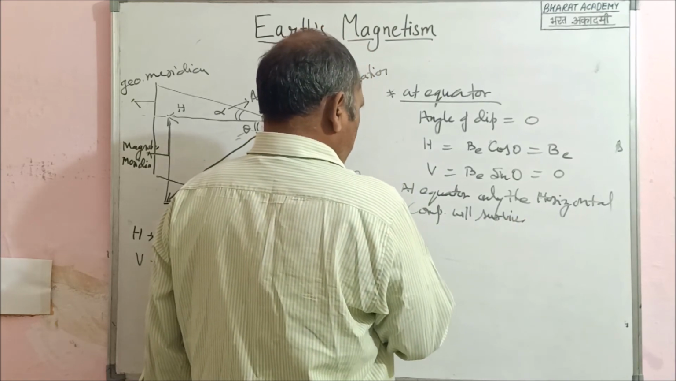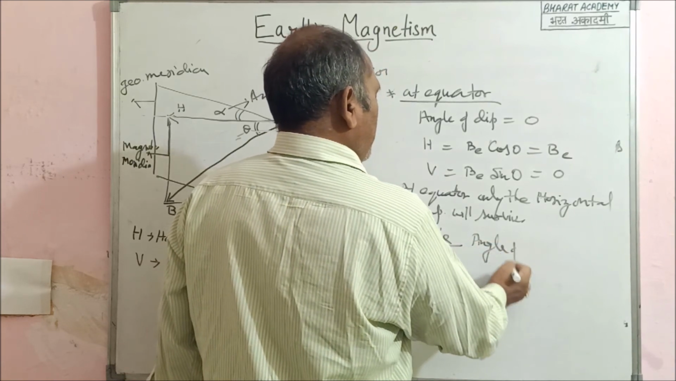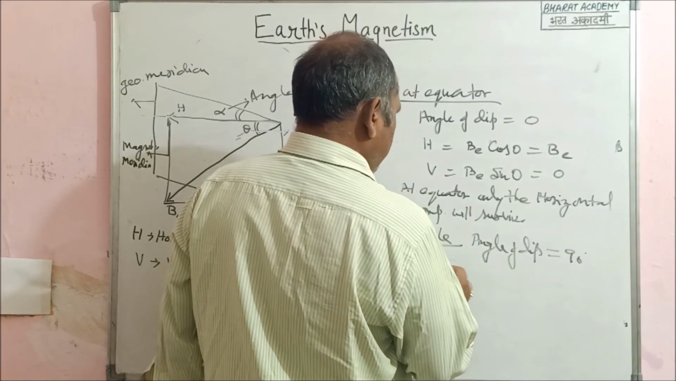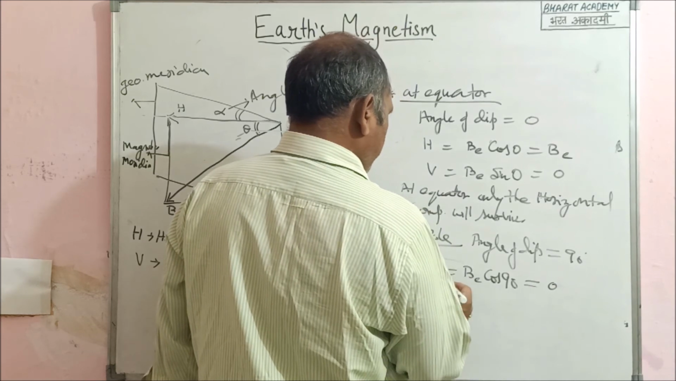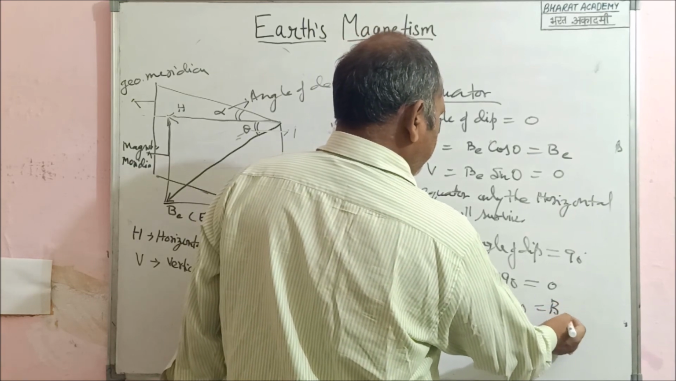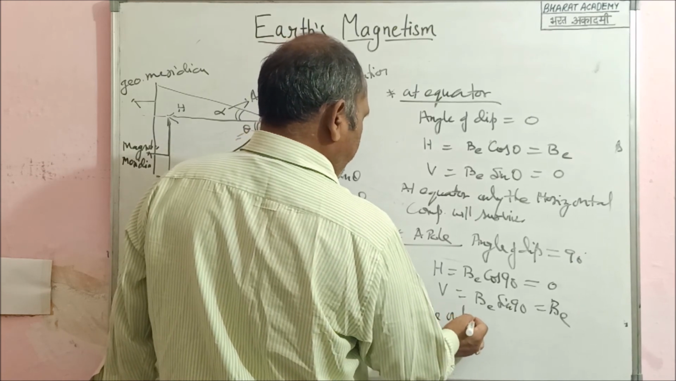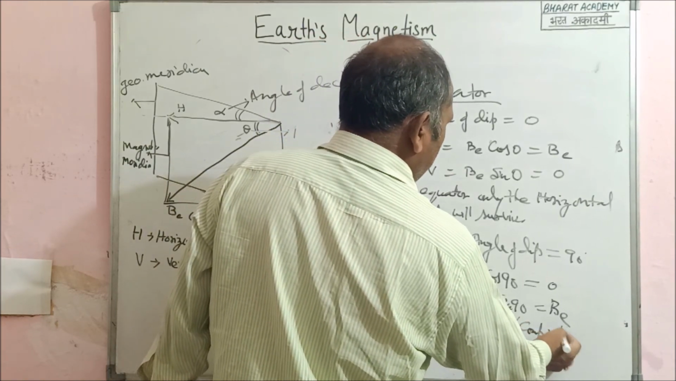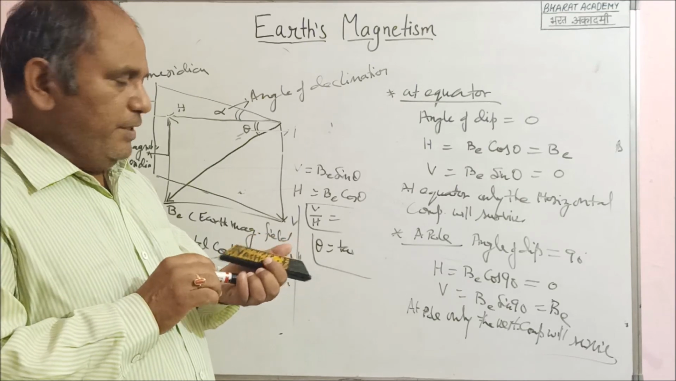At the pole, what we have: the angle of dip is 90 degrees. So what will be H? BE cos 90, cos 90 is 0, so it is 0. V is BE sin 90, sin 90 is 1, so BE. So at the pole only the vertical component will survive, right? Like this you can calculate the values of V, H, BE and theta.